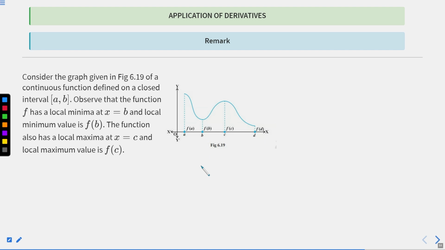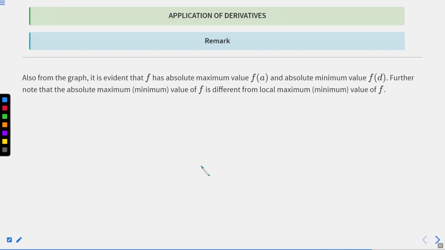Now let us move next. Also, from the graph it is evident that f has an absolute maximum value f of a and an absolute minimum value f of d. Further note that the absolute maximum value of f is different from the local maximum value. So f of a, the absolute maximum, and f of d, the absolute minimum, are different from the local maximum and minimum values of f. I hope it is clear to you, just what we saw. Let us move next.